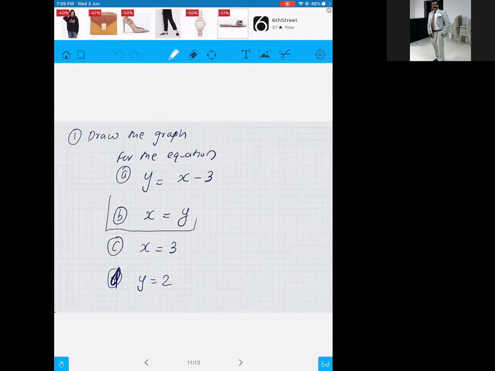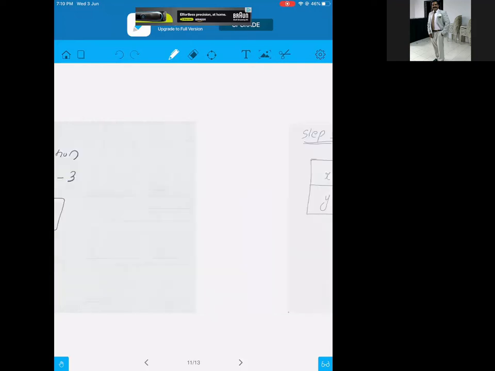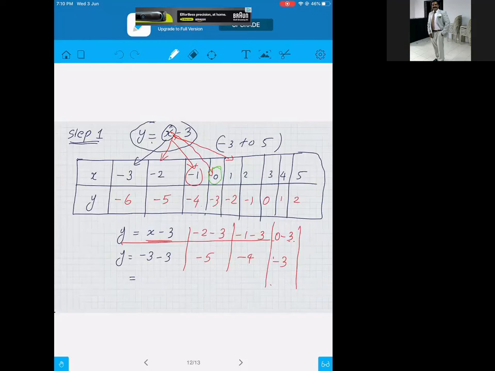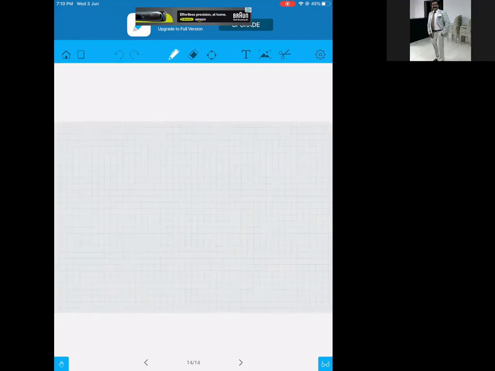We have to draw a graph for the equation x is equal to y. So can I move to the next question, or do I need to give more clarification on this question? No, sir, I understand it. Okay. So the next question is... Fawaz, are you there? Yes, sir.